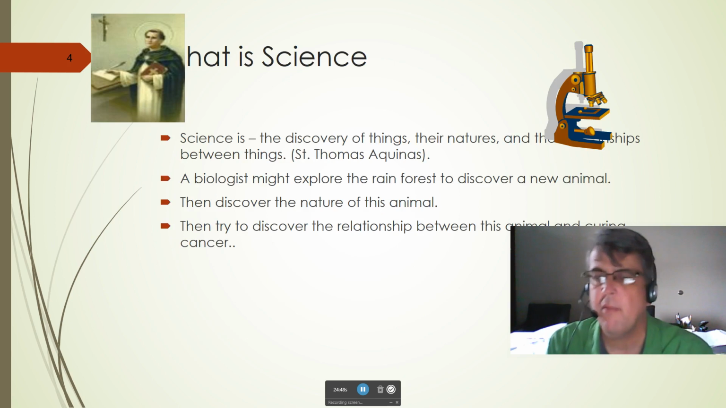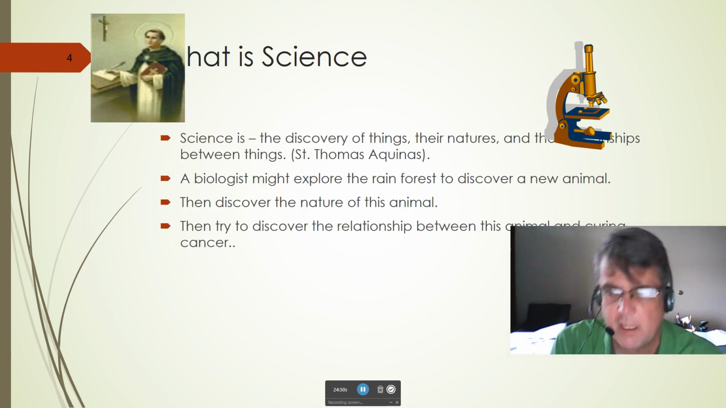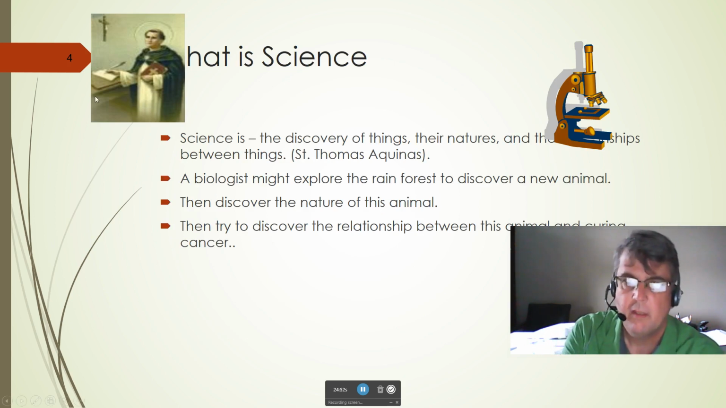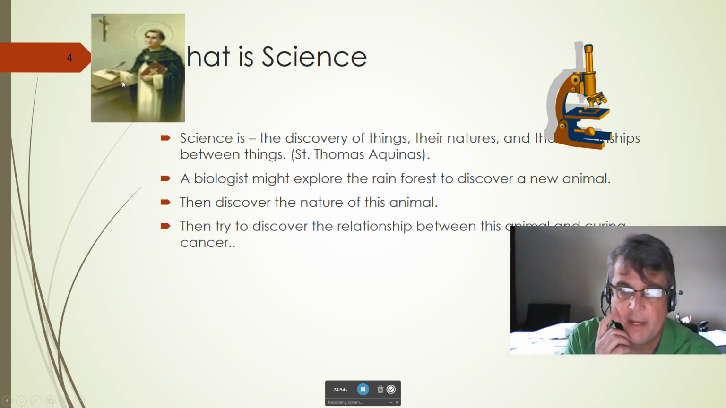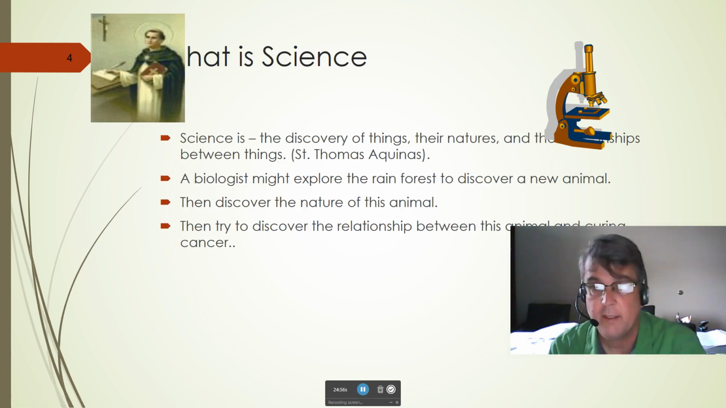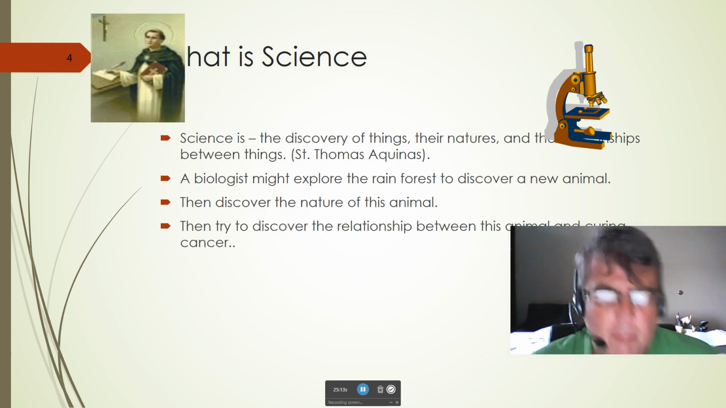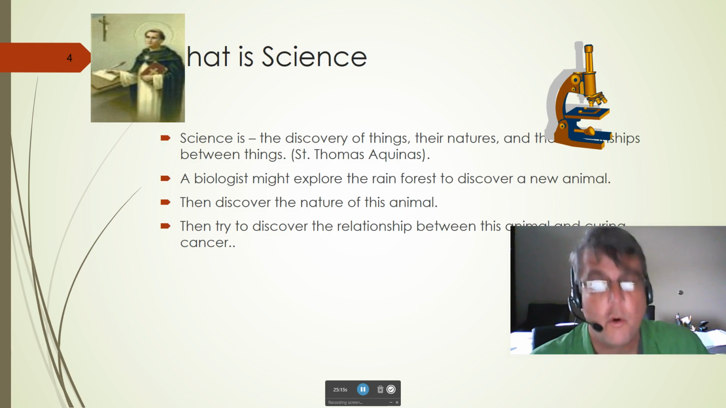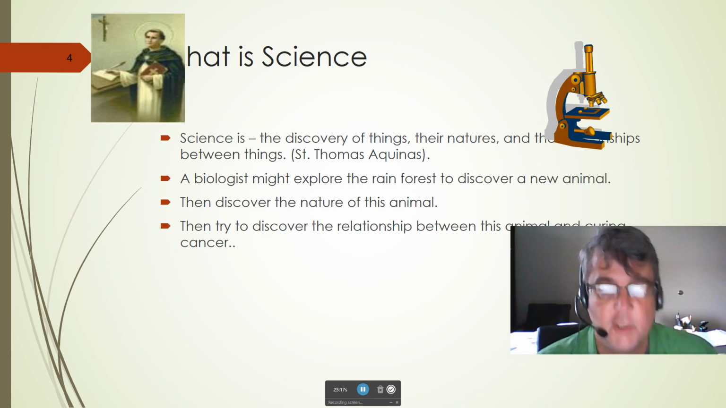Now, there are other views on what science is. This one comes to us from a man named St. Thomas Aquinas. St. Thomas, maybe you've heard of him, maybe you haven't. This is one of the problems with government, public schools, and even a lot of private schools. He is probably, if not one of, the cornerstones of Western civilization.